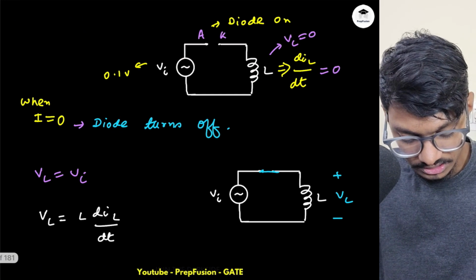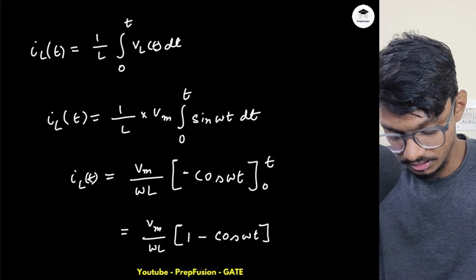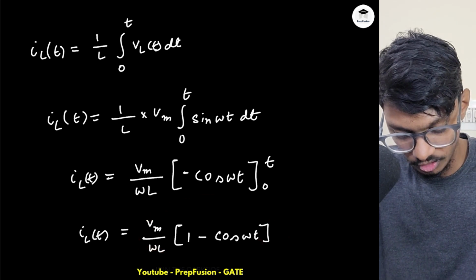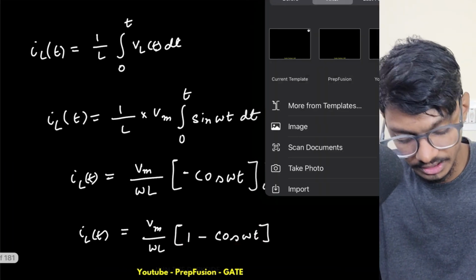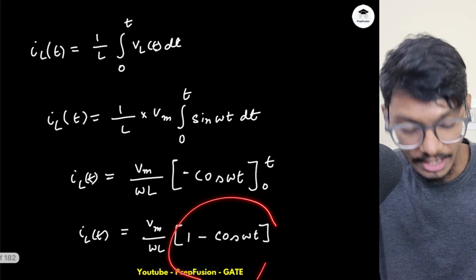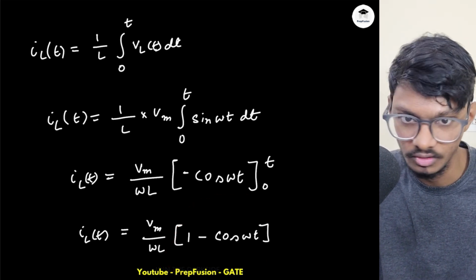Now they are asking us, when will this diode stop conducting, when will the inductor current hit 0 again? Because at t equals 0, what do you observe? 1 minus 1 is 0. But when next will it become 0 again? It will become 0 again at omega t equals 360. Before that, it won't ever be equal to 0.